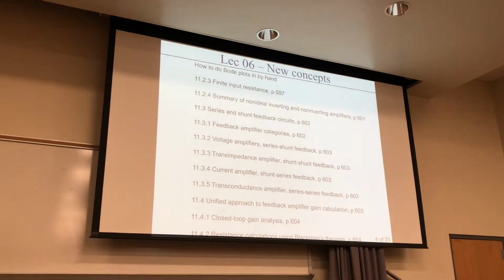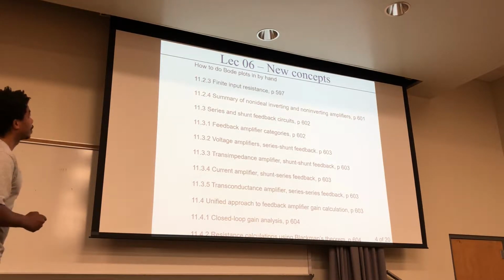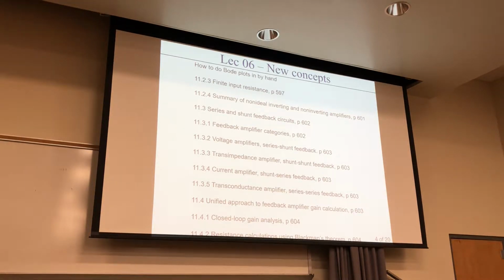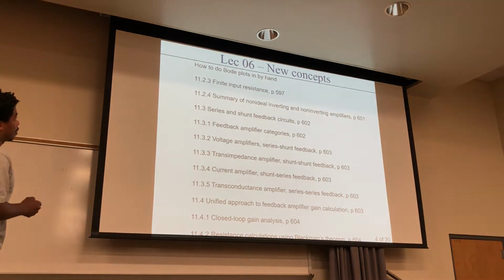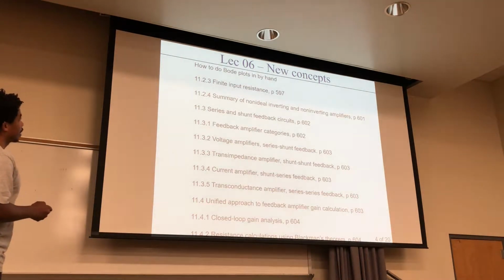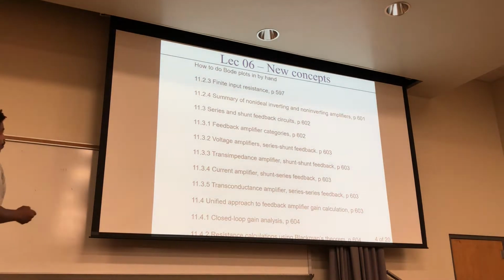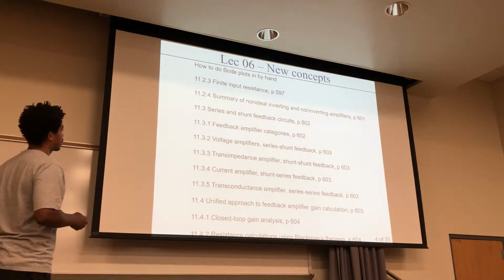So for the new concepts, we'll first examine how to do Bode plots by hand. Then we'll look at the input resistance from a non-ideal op amp. We'll do a summary of non-ideal inverting and non-inverting amplifiers. And then we'll look at different classes of amps, such as the series and shunt feedback circuits.